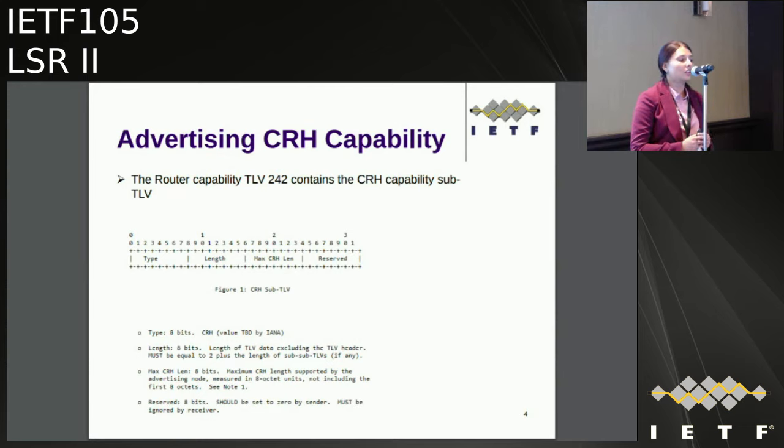This is the CRH capability advertisement. It's a CRH sub-TLV. It gets advertised in the router capability TLV 242. So we have type, length, and max CRH length. Max CRH length corresponds to how many SIDs this router can support.